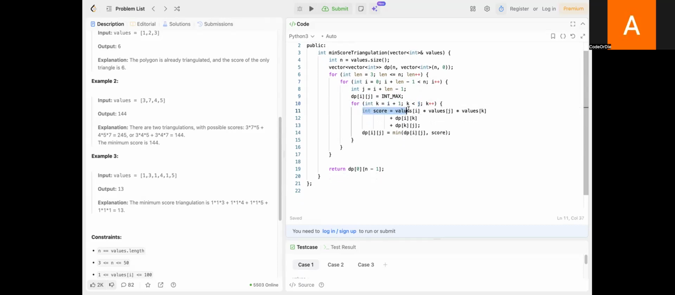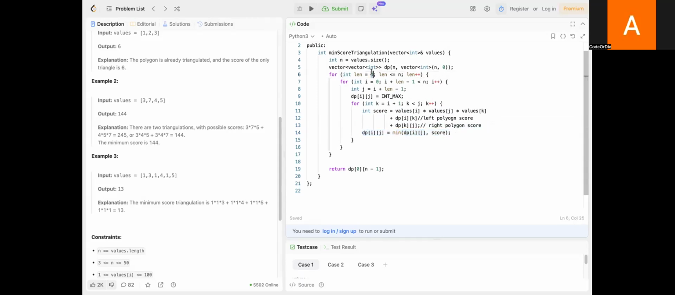Now, this is your score: values i into j into k plus dp of i, k plus dp of k, j, as I told. You will have this. This is your left polygon score, and this is your right polygon score. And dp of i, j is the minimum of dp of i, j and score. So I think you are clear with the solution.